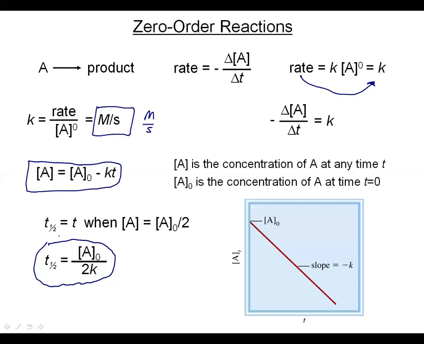When we rearrange this equation, very much like what we did with first order, the concentration of A equals minus kt plus the initial concentration, that is our y equals mx plus b. So you can see on the graph, on the y is our concentration. On the x again here is our t.